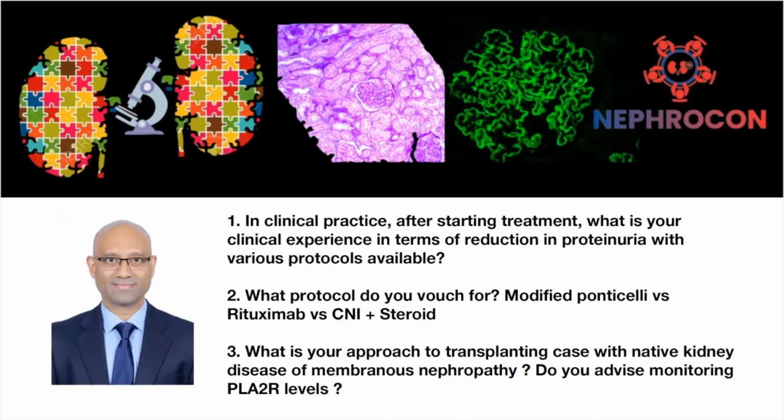However, in those patients with rapidly falling GFR or those who present with the crescentic form of membranous nephropathy, there is no other option. The only treatment is the Ponticelli regimen. Therefore, nowadays, if I treat at least 10 patients with membranous nephropathy, 9 out of 10 will be on rituximab only.